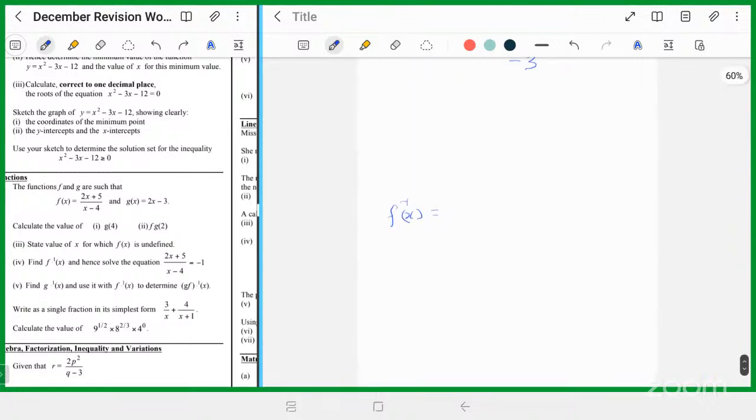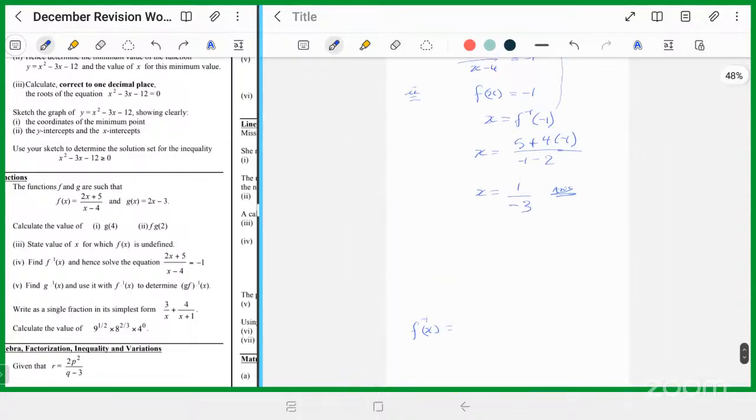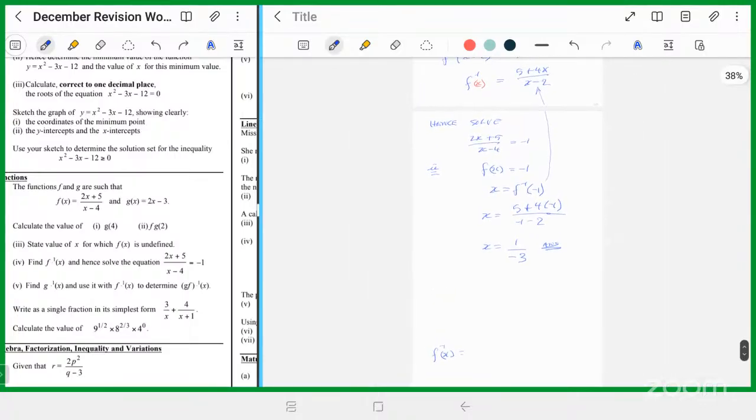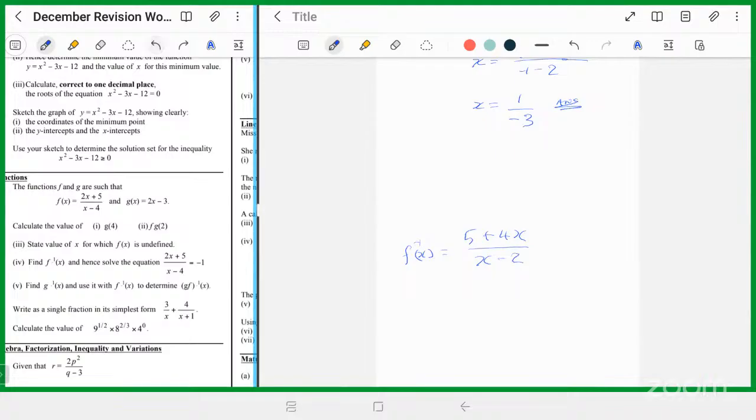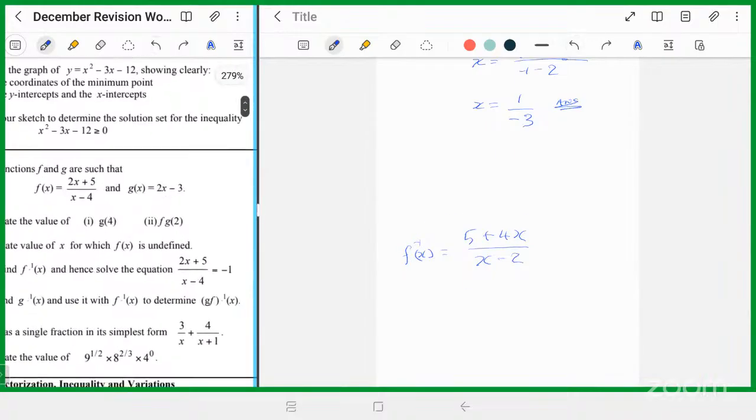Down here now, the f to the minus 1 is actually 5 plus 4x over x minus 2. That's the f to the minus 1. I know they're telling us to find g to the minus 1. I'm just writing down this one first because we're going to need it. Now, to find the g to the minus 1, we're going to inverse this g function. Quick and fast and nice and easy.